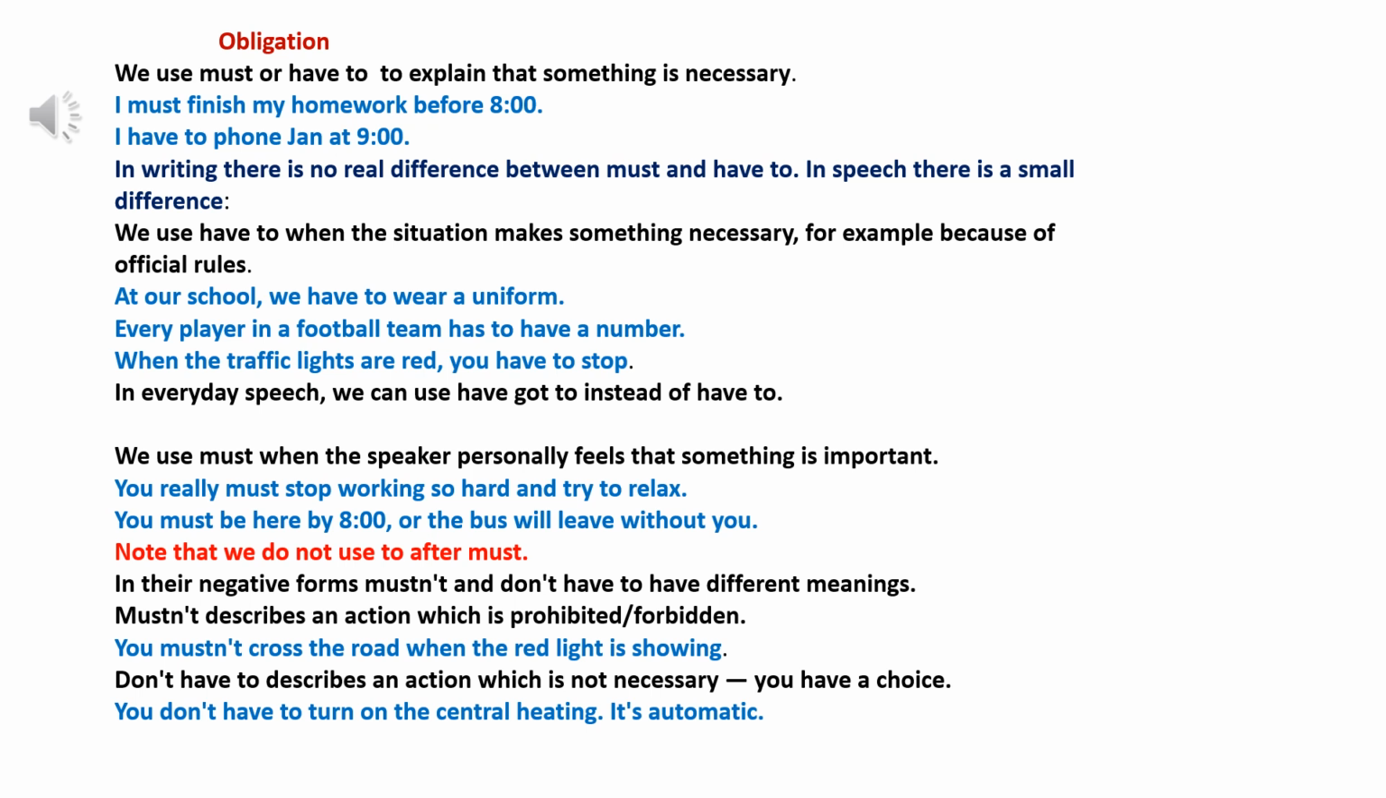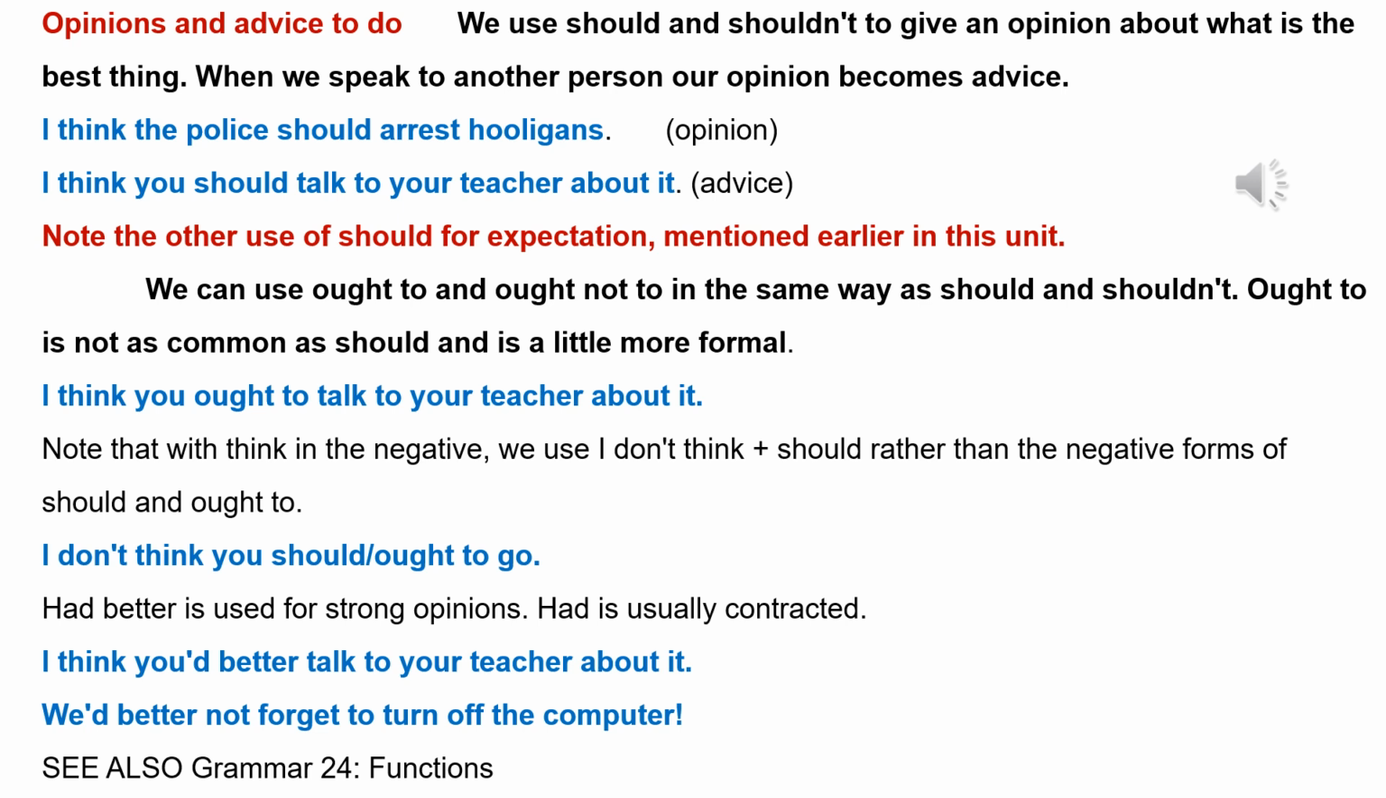Note that we do not use to after must. In their negative forms mustn't and don't have to have different meanings. Mustn't describes an action which is prohibited, forbidden. You mustn't cross the road when the red light is showing. Don't have to describes an action which is not necessary; you have a choice. You don't have to turn on the central heating. It's automatic.